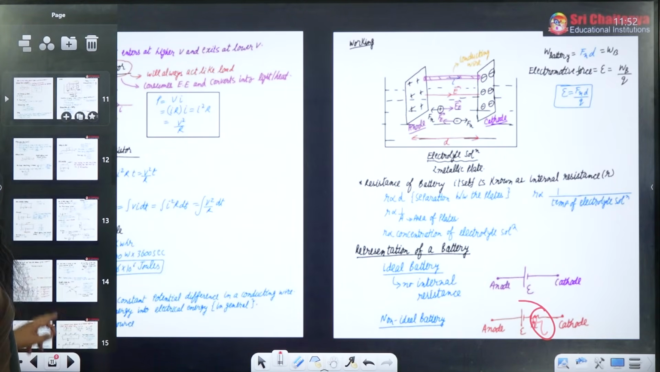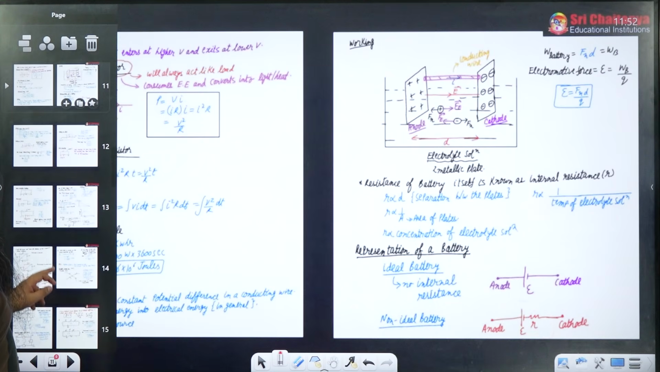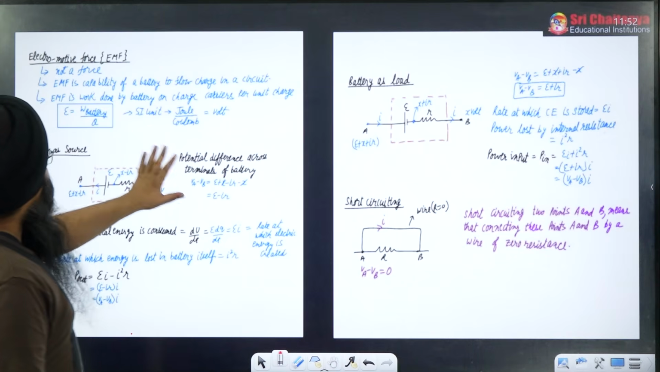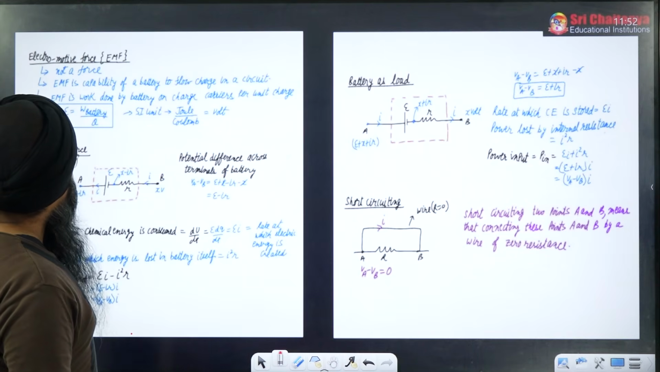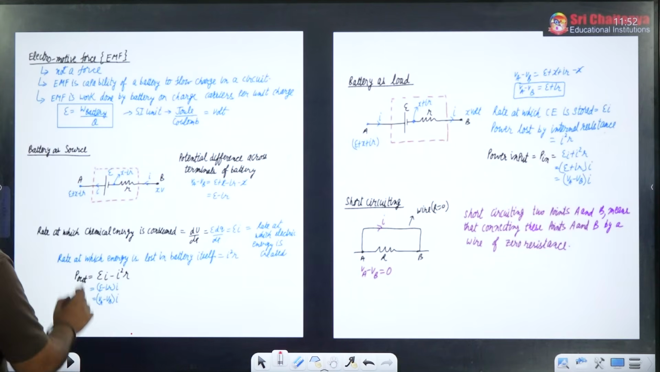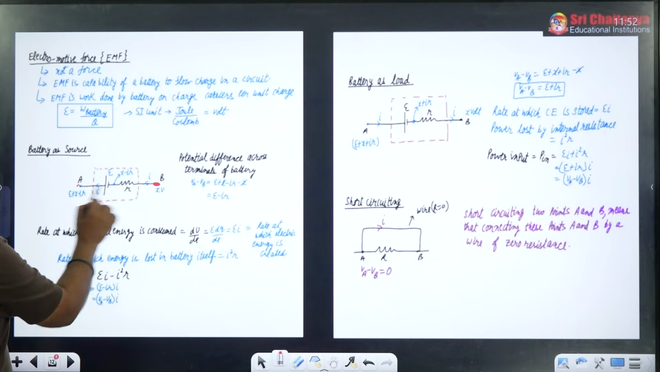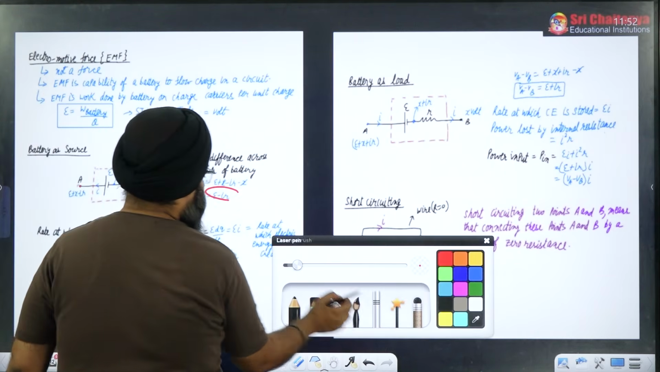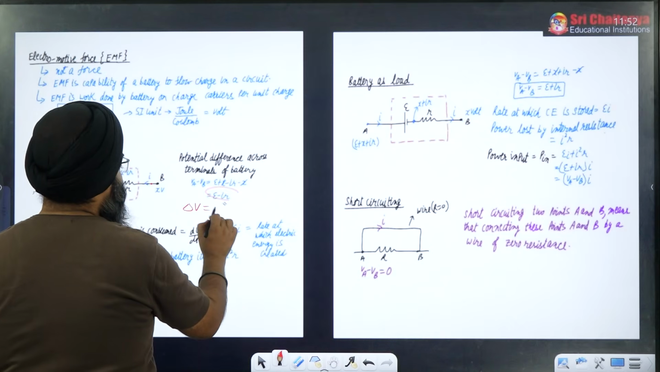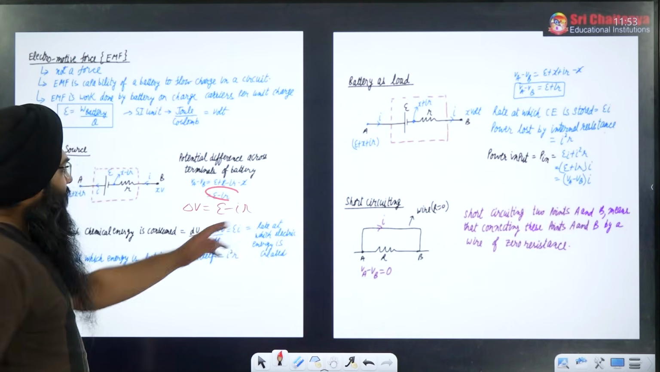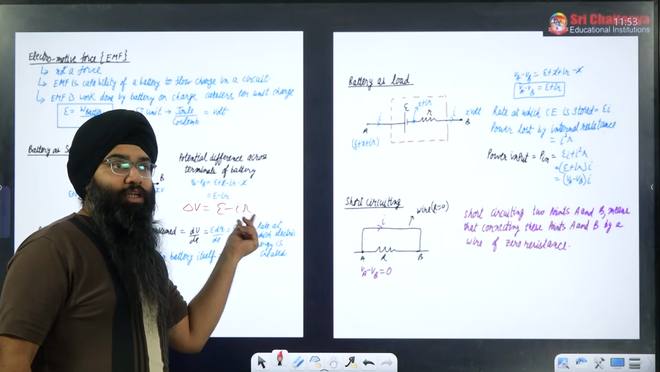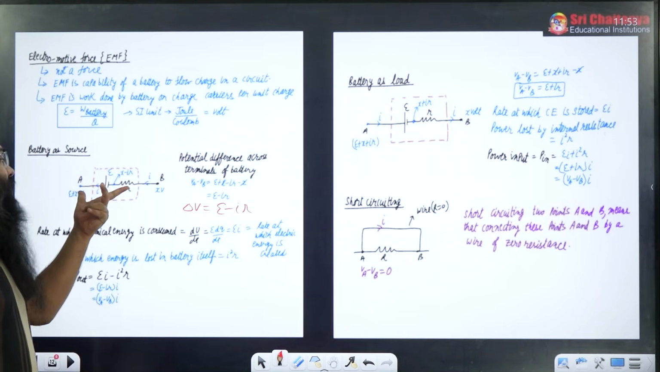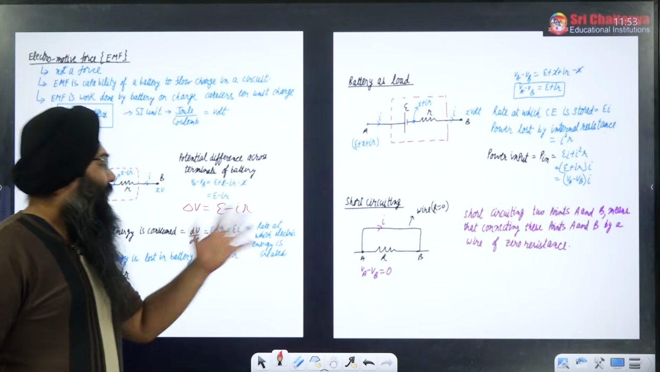Chalo, let's move to the next concept. I think I have already told you what the EMF of the battery is, and how the battery behaves as a source. Always remember, if the battery is behaving as a source, then the potential difference across the terminals of the battery will be given by E minus IR. Delta V across the terminals will be E minus IR. Here I already told you that IR is the potential drop due to the internal resistance of the battery. So whatever potential difference appears across the terminals will be EMF minus IR.